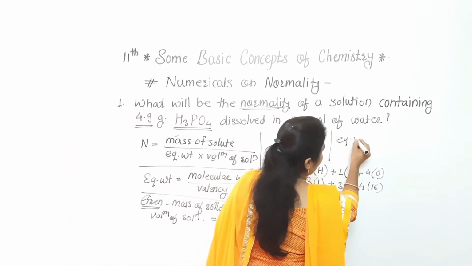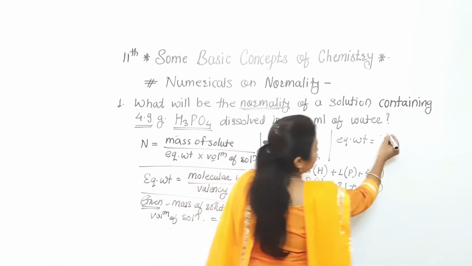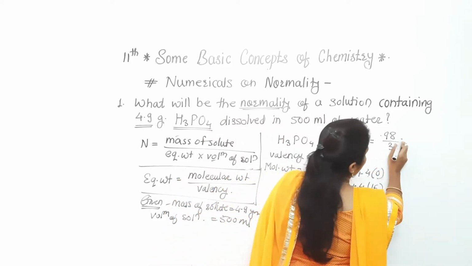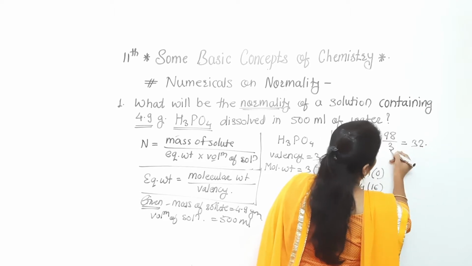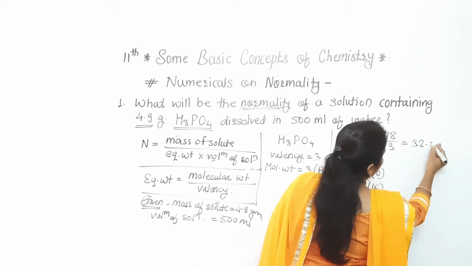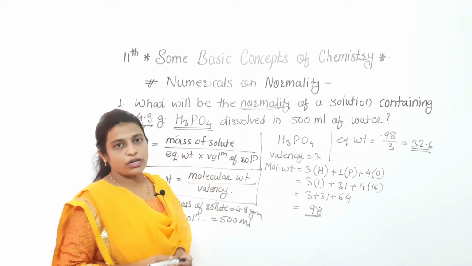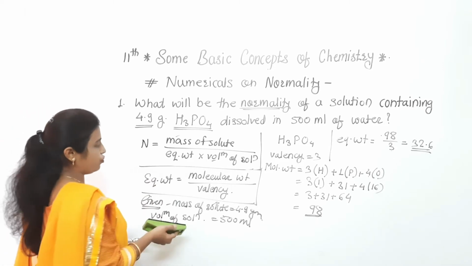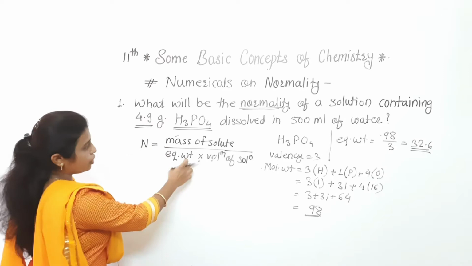So if we consider equivalent weight is equal to molecular weight, that is the 98 divided by valency. Valency is 3. So its answer will be 32.6. So in this way 32.6 is the equivalent weight of this H3PO4. So यहाँ पे हमने given data तो complete कर लिया. Now we have to use this formula.